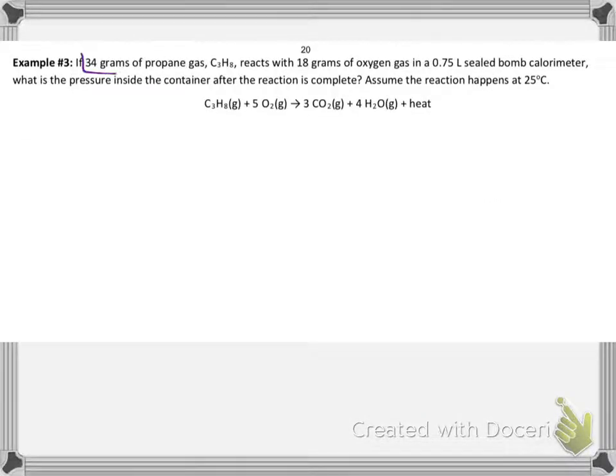So now we have 34 grams of propane reacting with 18 grams of oxygen gas. And it's in a 0.75 liter sealed bomb calorimeter. No, that's not a bomb. It's just a calorimeter that's sealed. And we want to know, okay, that's awesome. What is the pressure inside after the reaction is complete, assuming that it happens at 25 degrees Celsius?